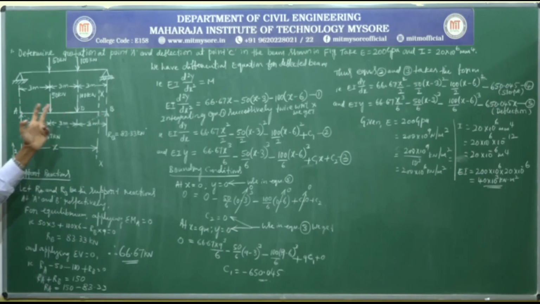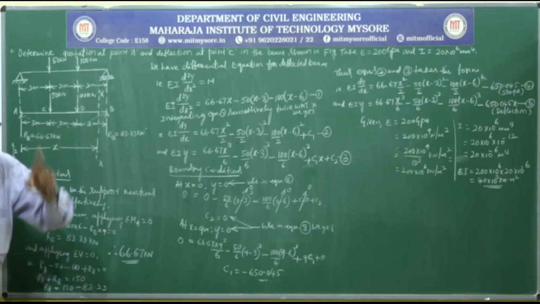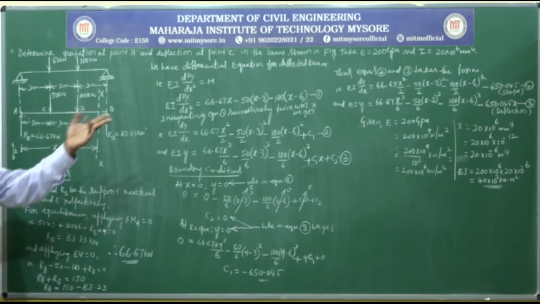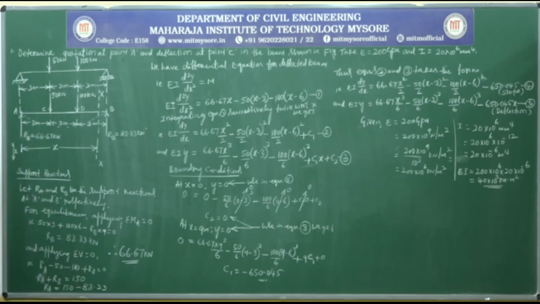The remaining two points are C and D. To calculate deflection at point C, put x is equal to 3 meter along with EI value, y is equal to yc, you will get deflection at point C. Suppose you want deflection at point D, put x is equal to 6 meter, measuring from origin, along with EI value, you will get the deflection at point D, yd. So, if you write equations 4 and 5 and substitute values, wherever you want, you will get the slope and deflection.